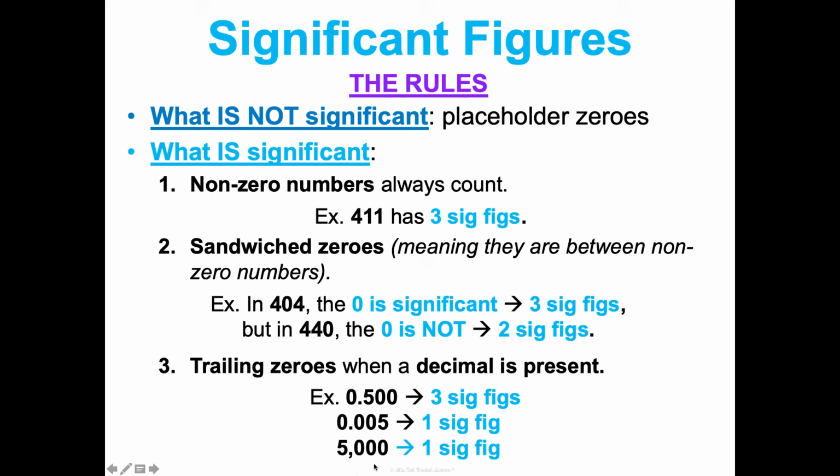And then right here, 5,000. The only sig fig here is the 5. Okay, because these are all just placeholders and there's no decimal. So that's just 1 sig fig too.